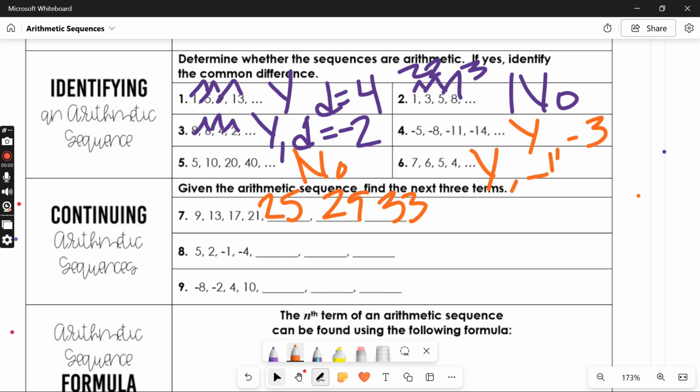That means pause it if you didn't. On number 8, you should have gotten -7, -10, and -13. It was going down by 3 each time. On number 9, you should have gotten 16, 22, and 28. It was going up by 6 each time.